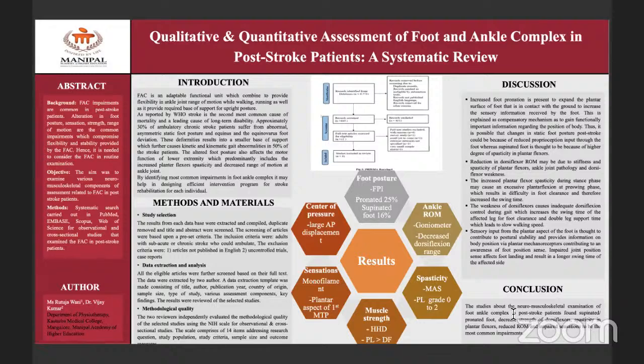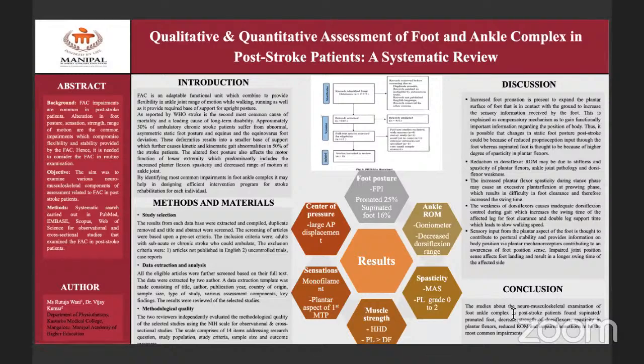The results of the studies were, first component being foot posture. Most commonly, the foot posture index scale has been used, and according to the 4 articles included in the review, pronated foot has been seen in 25% of the patients, whereas supinated foot in 16 patients in the chronic ambulatory. Then comes ankle range of motion. 2 studies compared the ankle range of motion in stroke patients and healthy individuals, and according to them, decreased dorsiflexion range of motion is observed on the affected side.